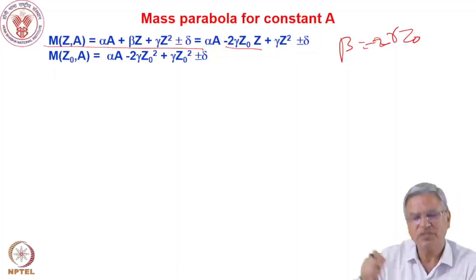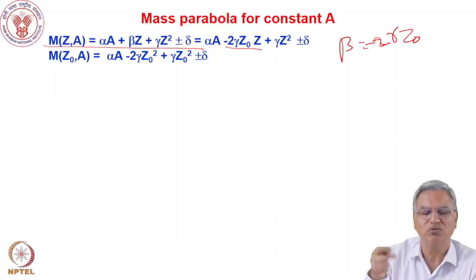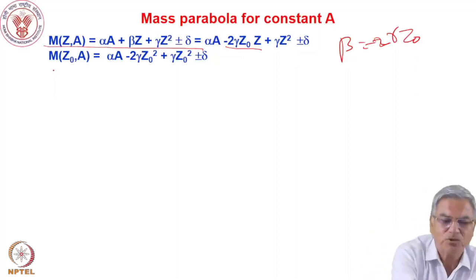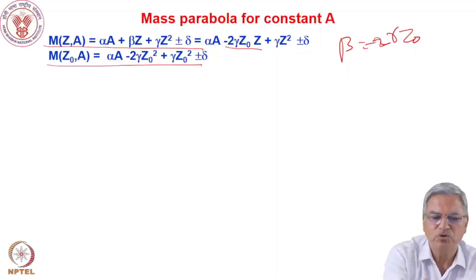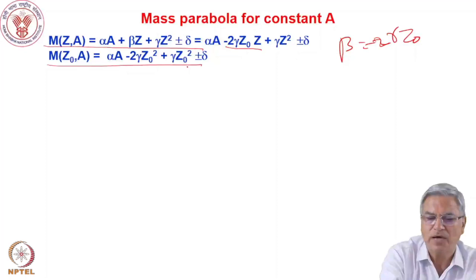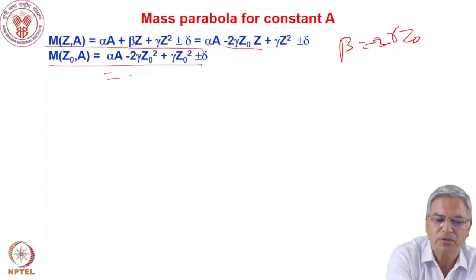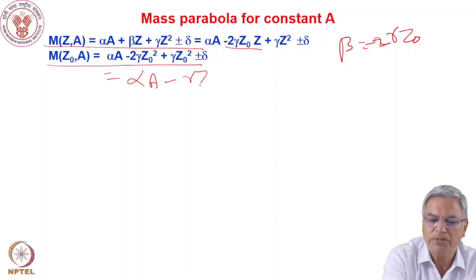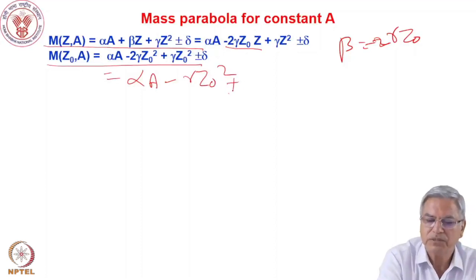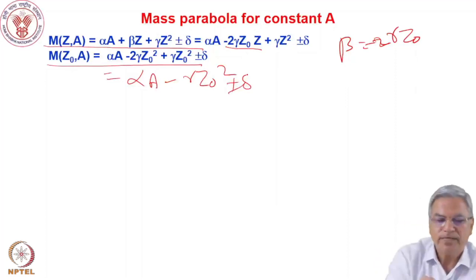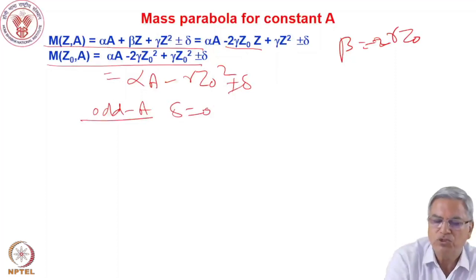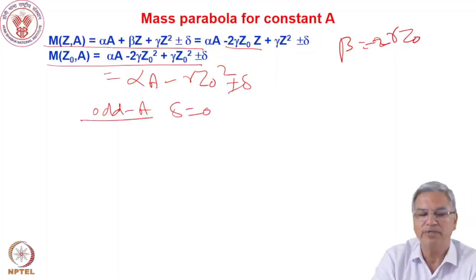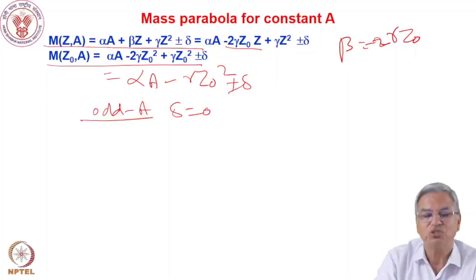Now, as we discussed, for the minimum mass the nucleus is most stable. So we can write the mass of the most stable isobar by replacing Z by Z0. So it will become alpha A minus 2 gamma Z0 square plus gamma Z0 square plus or minus delta. So it will become alpha A minus gamma Z0 square plus or minus delta. Now let us see for the odd A isobaric chain where delta equals 0. For the moment we will forget about the delta term because for odd A, delta is equal to 0.